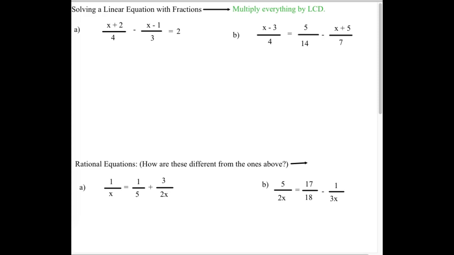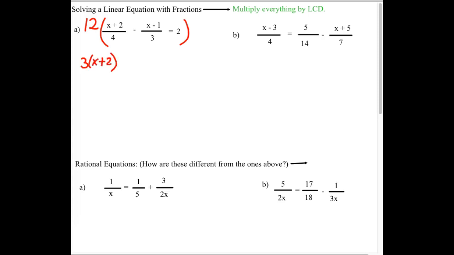Okay? So looking at our first question, what would the common denominator be? I see a 4 and a 3. I'd have to use a 12. Okay? We're going to multiply all three of these terms by a 12. Because all your denominators are factors of 12, we're going to be able to cancel them out. All right? So for this first one, the 4 goes into 12 how many times? 3. So we would have a 3 times this x plus 2.